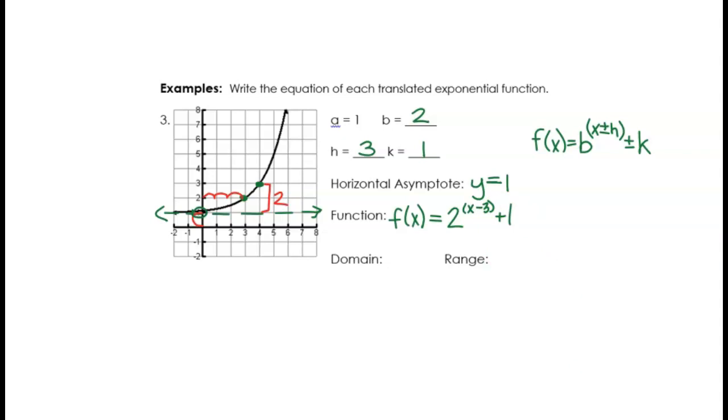for this translated exponential function. My domain, like all exponential functions, from the left to the right is all real numbers. And my range is all the y values that are greater than the asymptote, and the asymptote is at 1. So that's how I would go through the question. I would find the horizontal asymptote, that tells me my k change. I'd find the point above, that tells me my h change. And I would find the point to the right and count, that tells me my base.